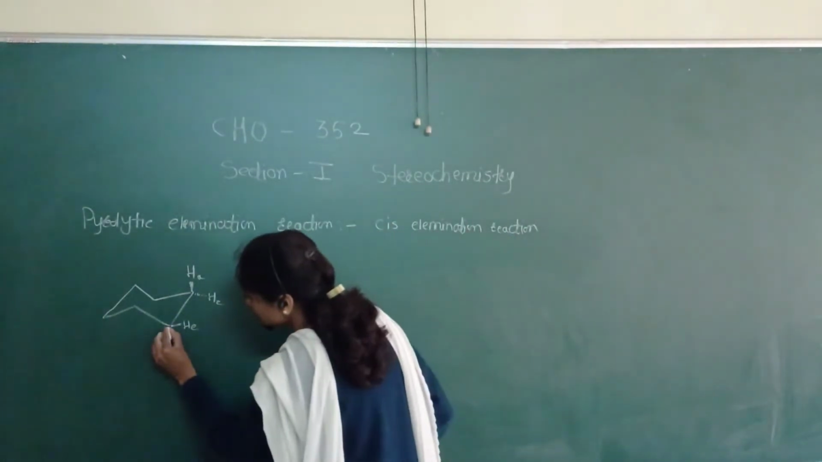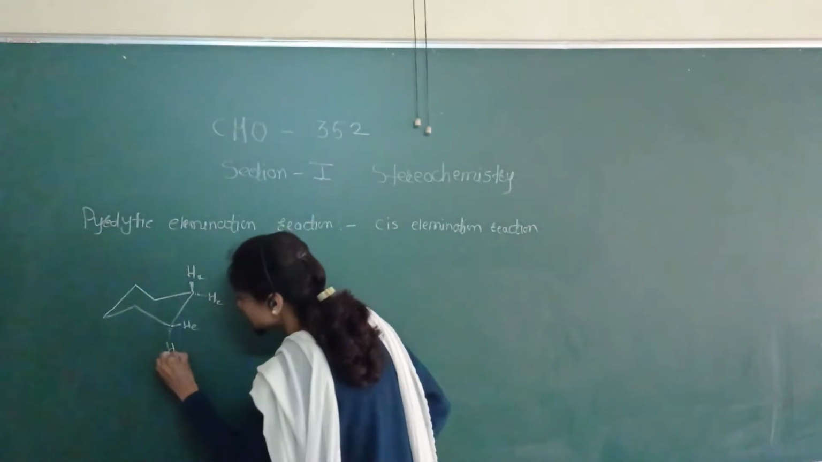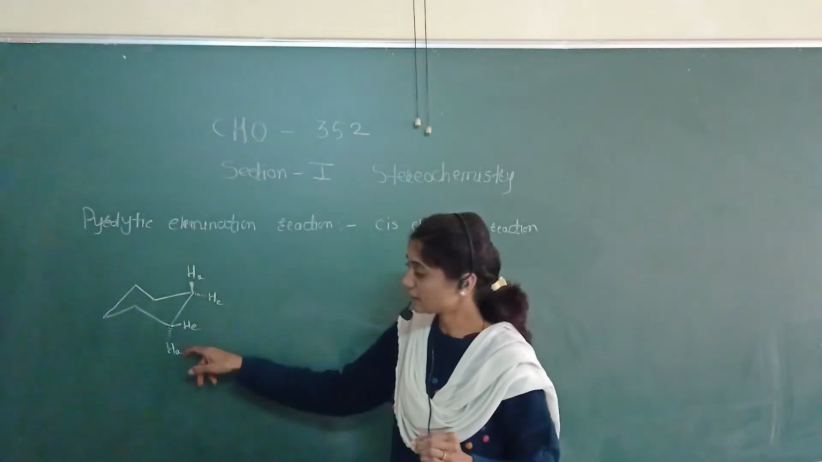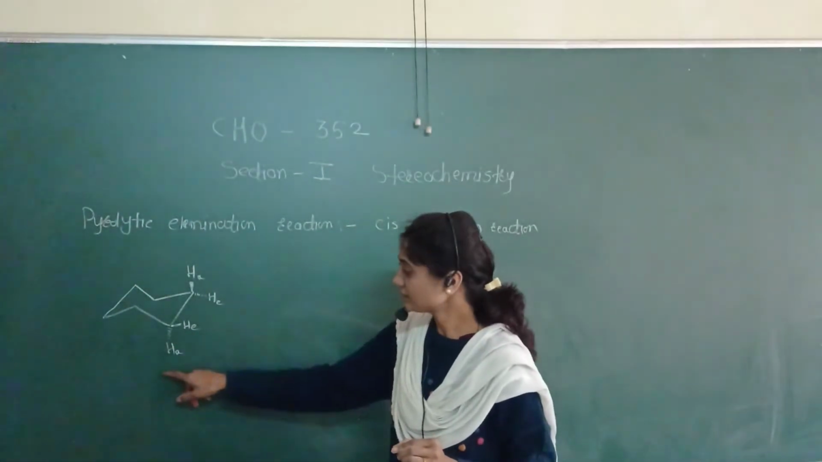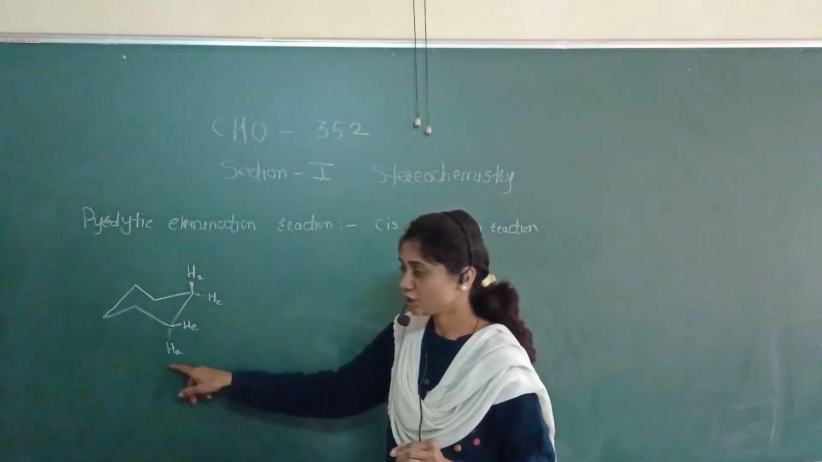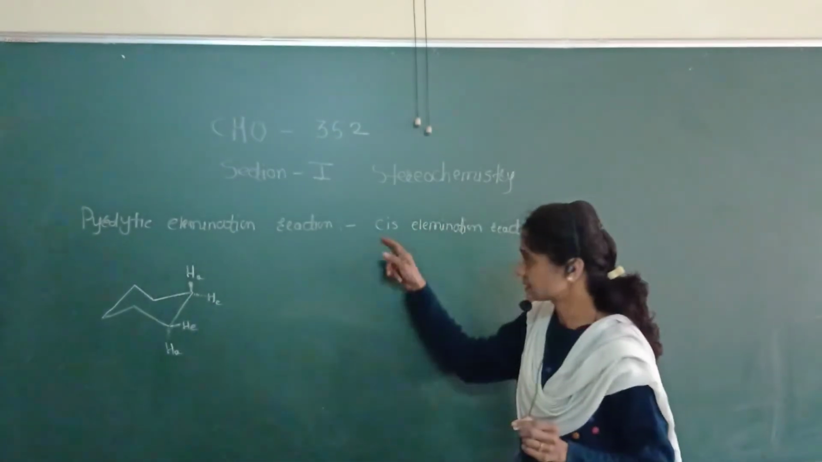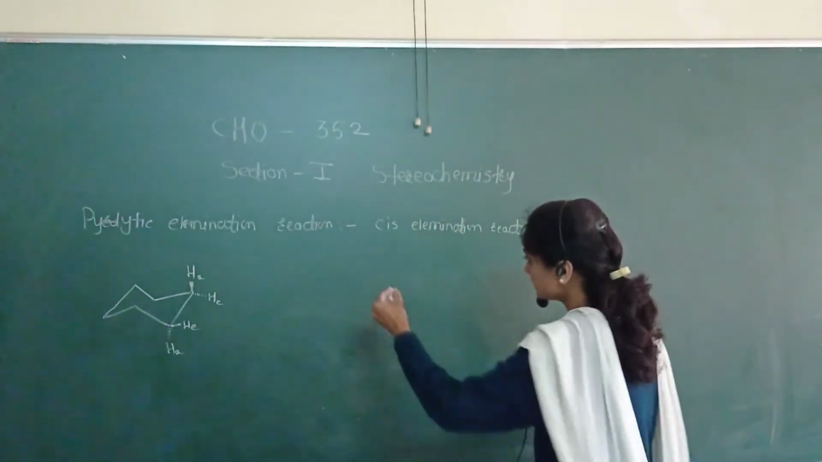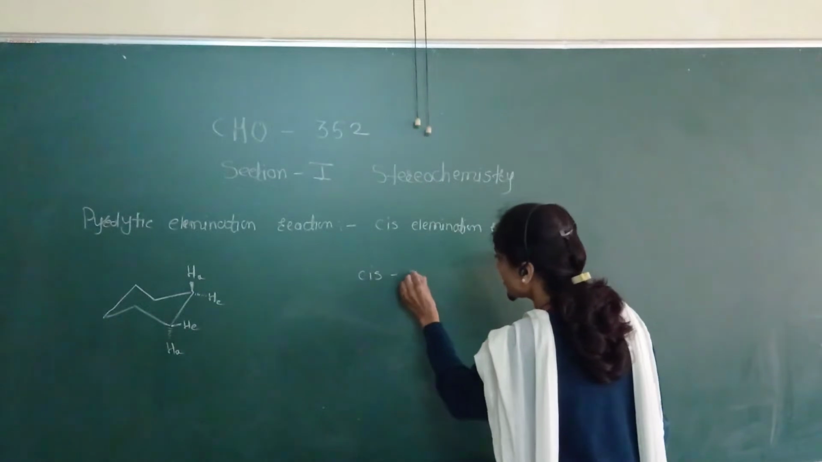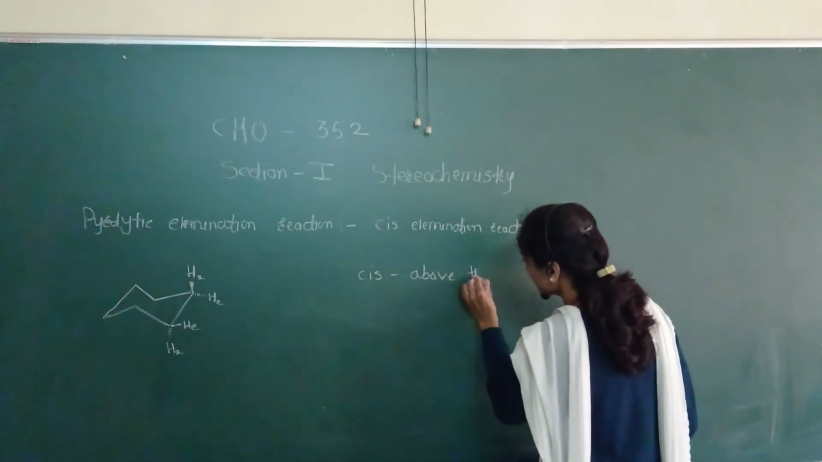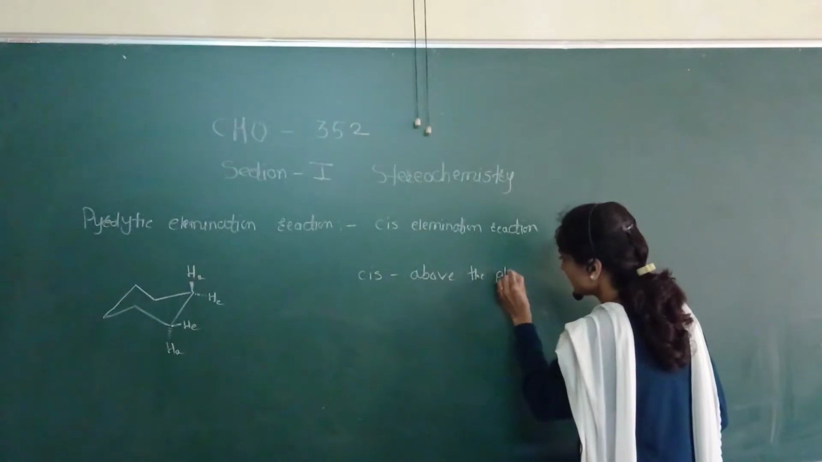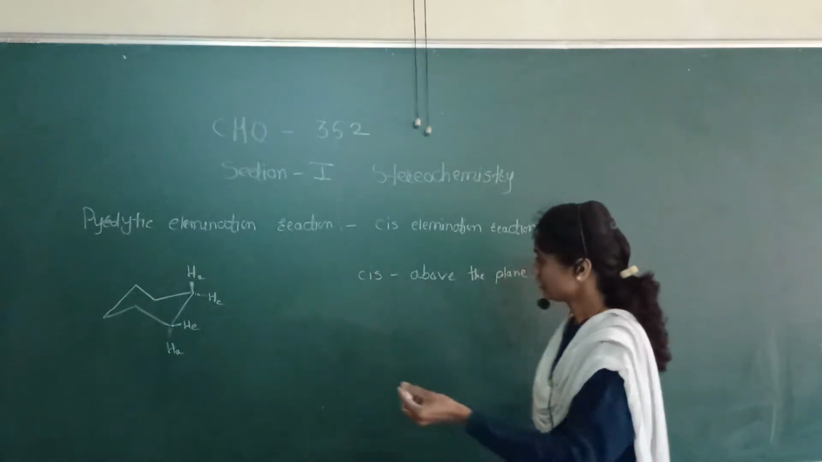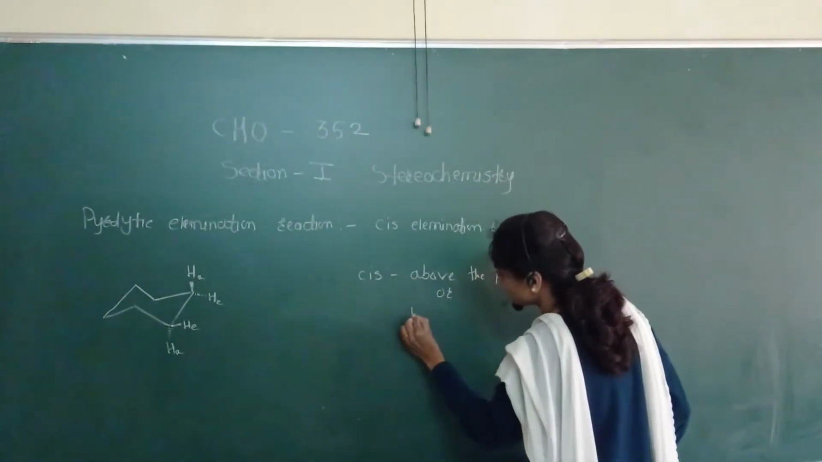Next, this hydrogen is axial but it is below the plane, and below the plane, as we mentioned, is denoted as a dotted line. In cis, one hydrogen may be axial and one hydrogen equatorial. Cis means any atom or group of atoms must be both above the plane or both below the plane.